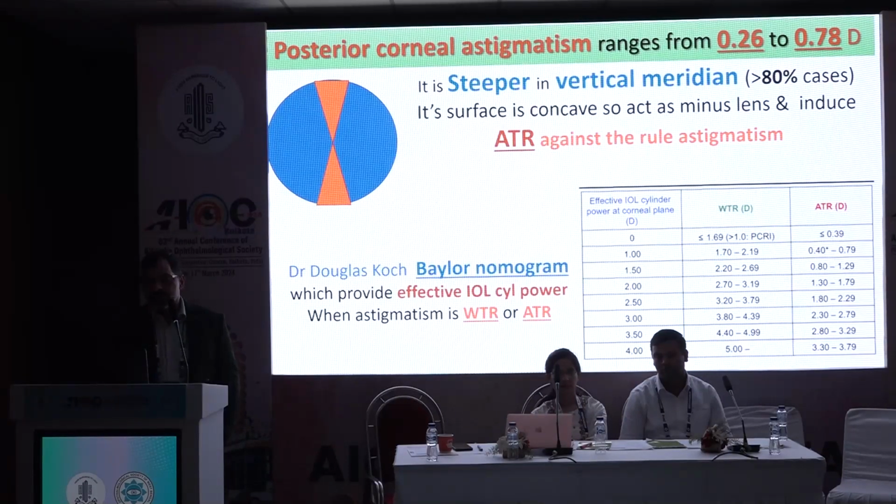Dr. Douglas Koch examined the posterior corneal astigmatism in a large population, and he gave us the Baylor nomogram, in which you get the effective IOL position if the anterior corneal astigmatism is with the rule or against the rule, in how much amount, and how much the IOL power will be.